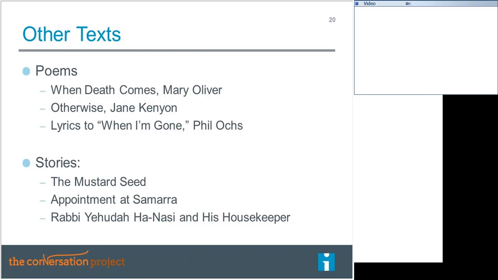If you don't know the Appointment in Samarra, I encourage you to click on that link and take a read. It'll give you a little chill up your spine. It's a short, very short story with a twist ending. And a beautiful traditional story from the Jewish tradition about the rabbi and his housekeeper. And this has a link that connects to a sermon by Rabbi Carl Perkins, who incorporated it into his sermon. And you can see how that's done.